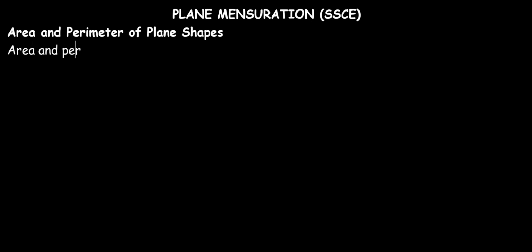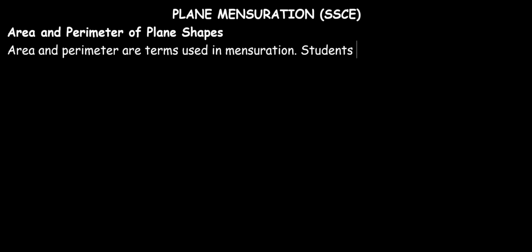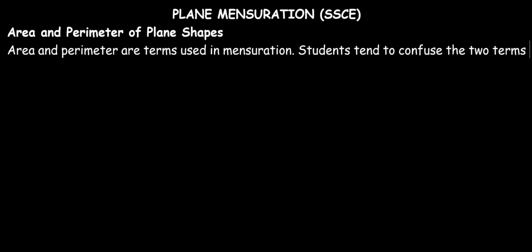Welcome everyone to our mathematics series, the SSC aspect of it. Today we'll be considering plane mensuration, areas and perimeter of plane shapes. Area and perimeter are terms used in mensuration. Students tend to confuse the two terms, thus interchanging the formula to be used.